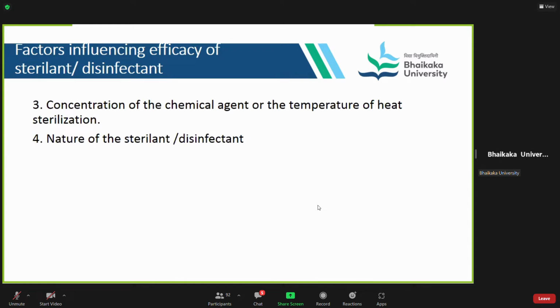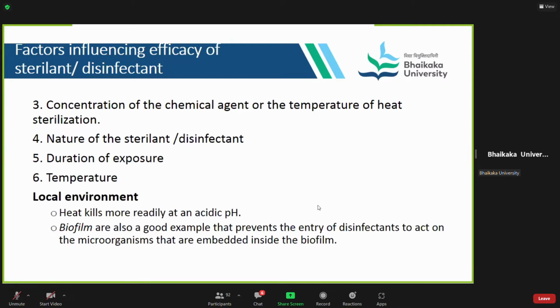So nature of the sterilant or disinfectant, every chemical is not going to be effective at the same concentration. Every heating method is not going to be effective at the same temperature. So the nature of that whole process is going to influence your disinfection and sterilization. The time of exposure, temperature already said, and the environment. For example, heat kills more readily at an acidic pH. So the temperature as well as pH are going to be important factors.